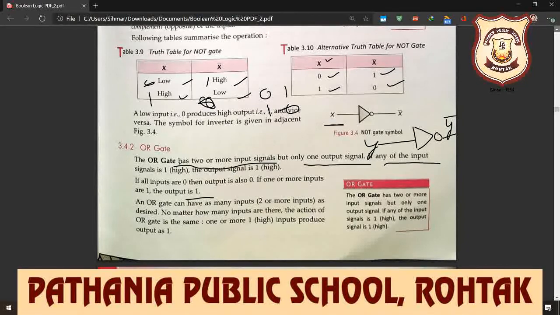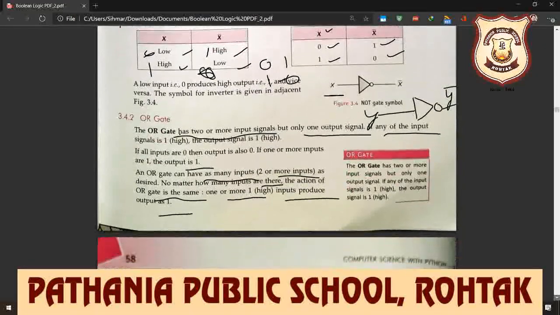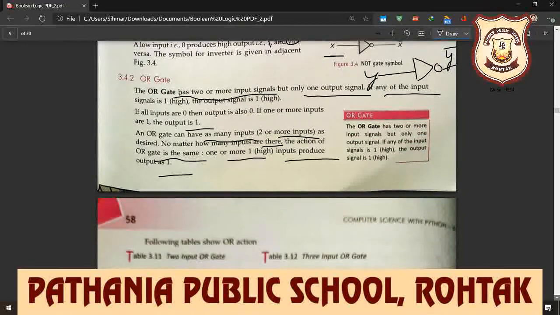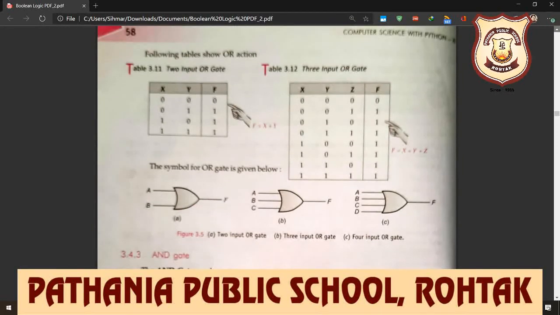For the OR gate, we have already learned about the OR operator. We take the help of this OR operator in the OR gate also. An OR gate can have as many inputs, two or more, as desired. No matter how many inputs there are, the action of the OR gate is the same. One or more high inputs always produce output 1. So here we learn about the truth table of the OR gate.